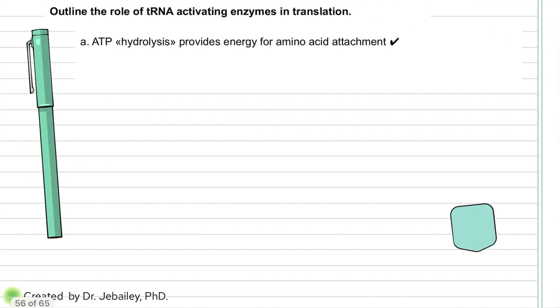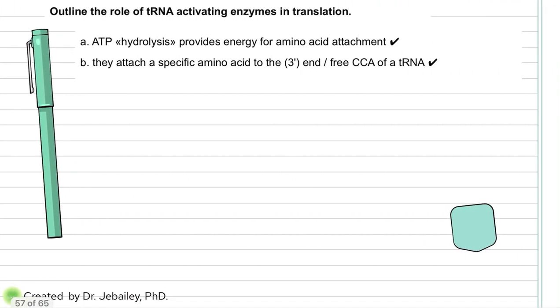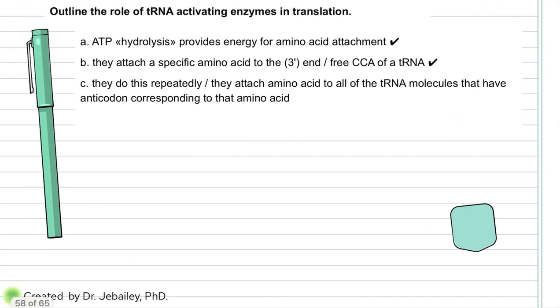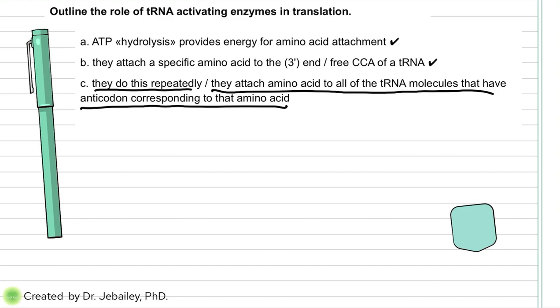Let's see what we have here. ATP provides energy for the amino acid attachment. We got that point. They attach a specific amino acid to the 3' end. I didn't go into more detail, but we know that it's on the 3' end of the tRNA. This is where the amino acid goes. So I haven't mentioned that. Now I know this information, but I didn't mention it. But now I will make sure to mention it. And they do this repeatedly. They attach amino acid to all the tRNA molecules that have an anticodon corresponding to the amino acid.